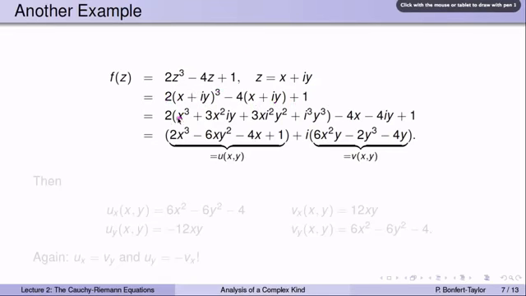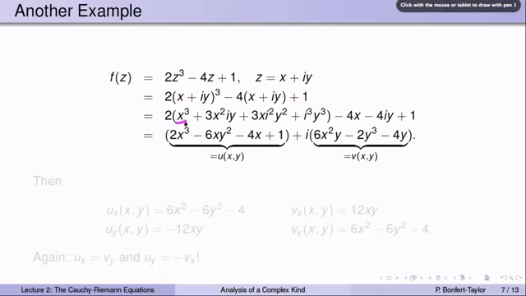x plus iy quantity cubed is x cubed plus 3x squared iy plus 3x times iy squared, so i squared y squared, plus iy cubed, which is i cubed y cubed. Then we can subtract from that 4 times x plus iy, so 4x and 4iy, and then add the 1 in the end. Let's collect terms. We want to find the function u and the function v. u is all the real parts, and v consists of all the purely imaginary parts.